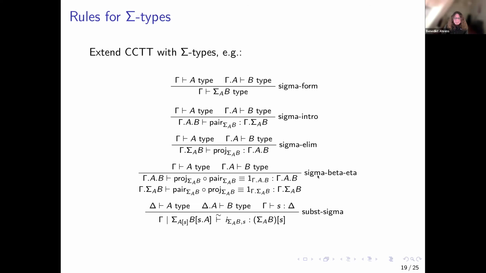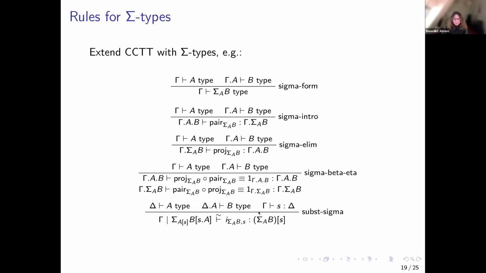We want that the introduction and elimination rules are inverse to each other in both directions. So these are sort of strong sigma types. So we postulate that both compositions, projection after pairing and pairing after projection, are their respective identities. But also, so these rules are kind of standard, maybe.